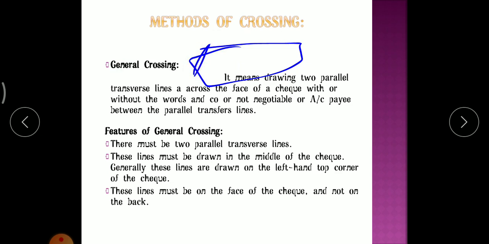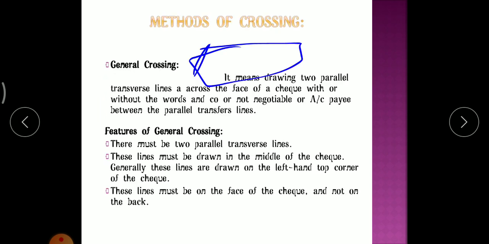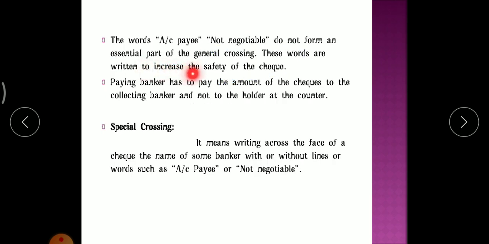This line must be on the face of the check and not on the back. This should be on the face of the check where you write the account number, amount and so on. The words 'account payee' and 'not negotiable' do not form an essential part of the general crossing. These words are written to increase the safety of the check. As already mentioned, between these two parallel transverse lines either 'account payee' or 'not negotiable' is written, just for increasing the safety of the check.